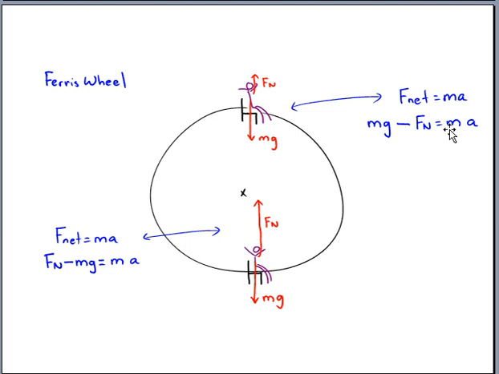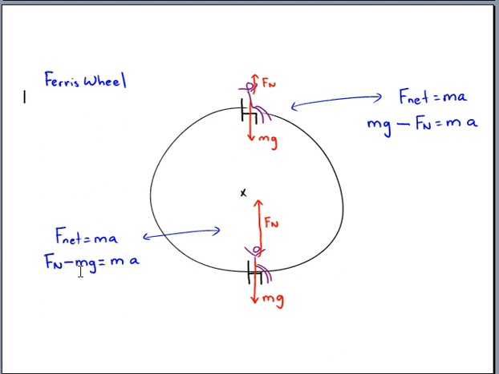At the bottom of the Ferris wheel, just like the skier in the bottom of the dip, we're going to have the Fn working extra hard in order to accelerate you towards the center. So at the bottom, Fn is now positive because it's towards the center and it's bigger than the mg, and that's how I would set it up.